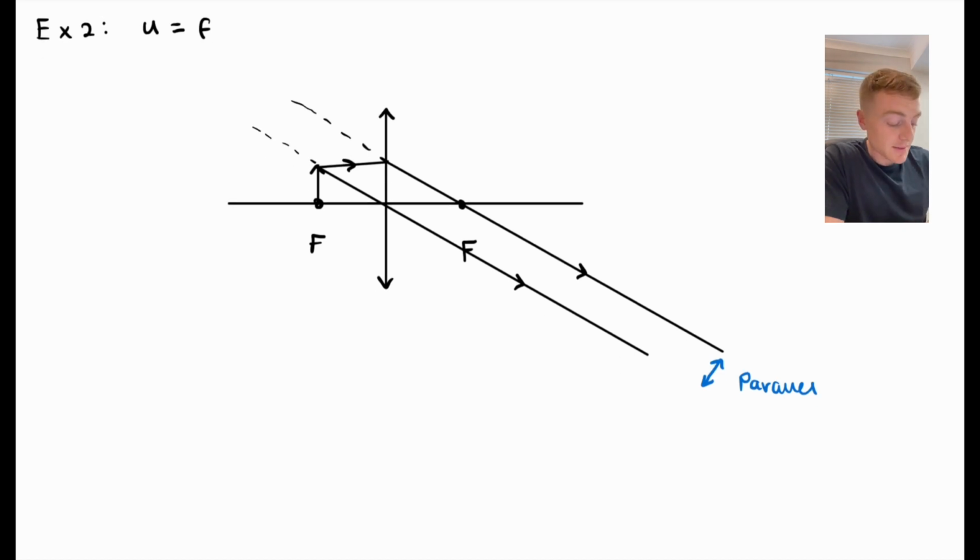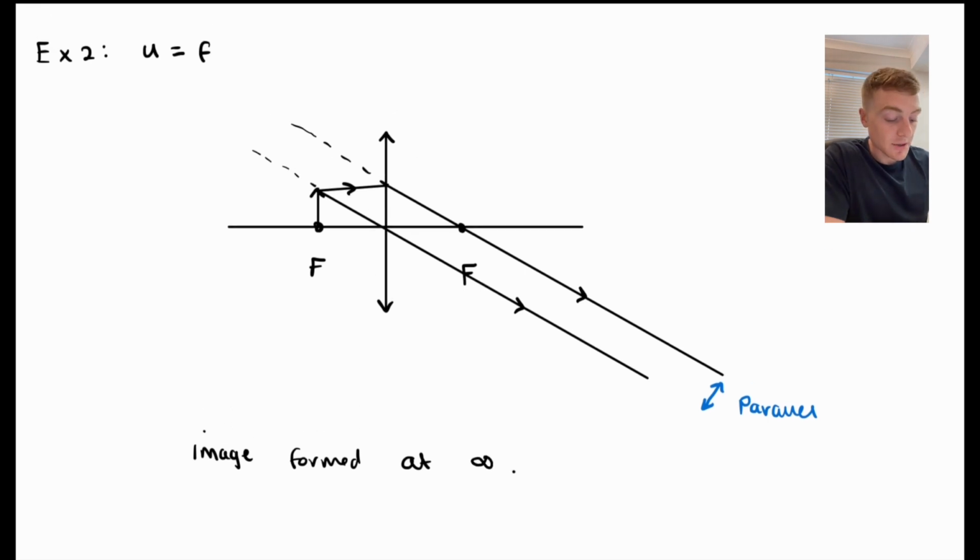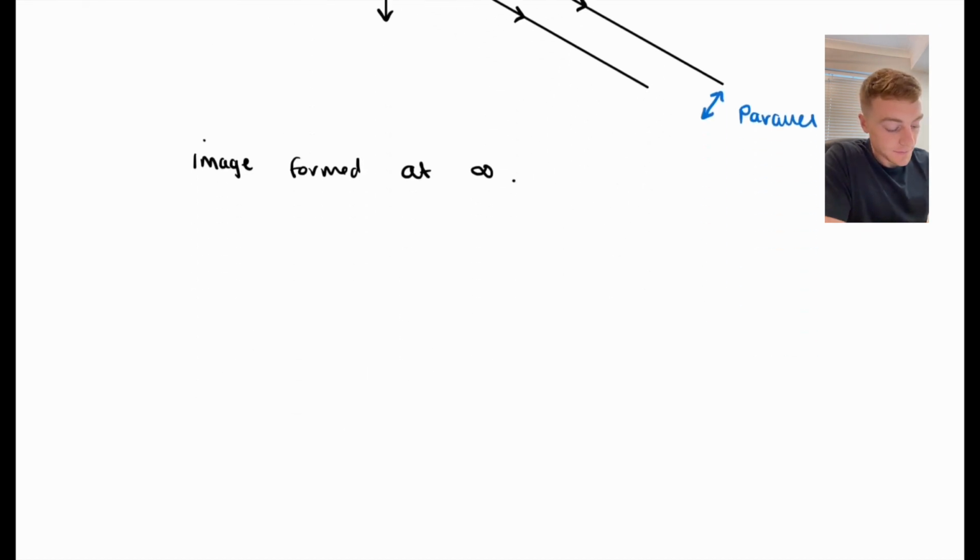So what we get for this example, it's a bit of a special case, is we get an image formed at infinity. I don't want to go into too much detail for this because this is all you need to know for A-level. You just need to know when u is equal to f, we get an image formed at infinity.